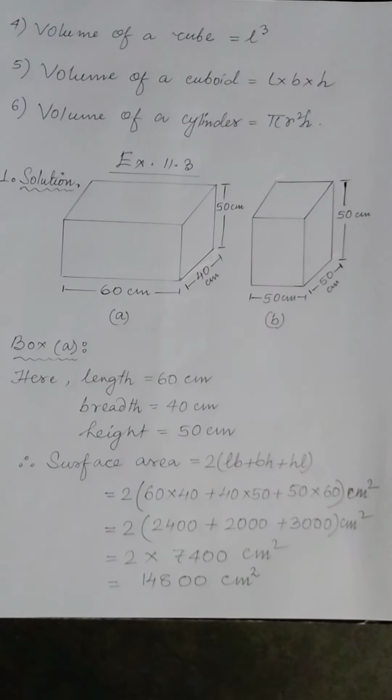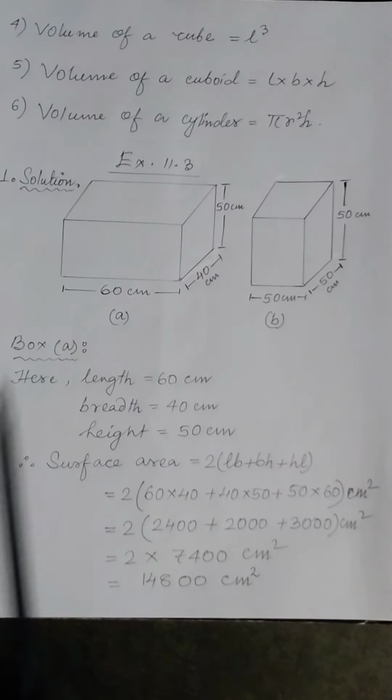Now what is there? Which box requires the lesser amount of material to make? Now you are to find out, if you want to make these boxes, which box requires less amount of material. That means when you make the box, we will make all the faces, all the 6 faces. All the faces of both the boxes are covered. Means what? Total surface area. Area of all the faces will be required.